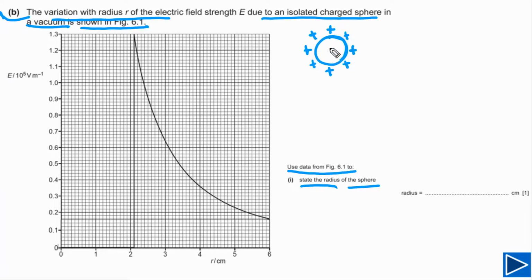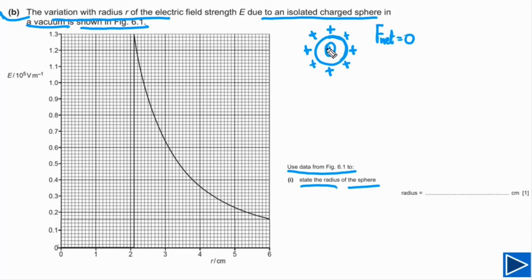Imagine that we place one positive charge at the center of the sphere. The net force on this positive charge at the center will be equal to 0, because the forces due to these charges will cancel each other.